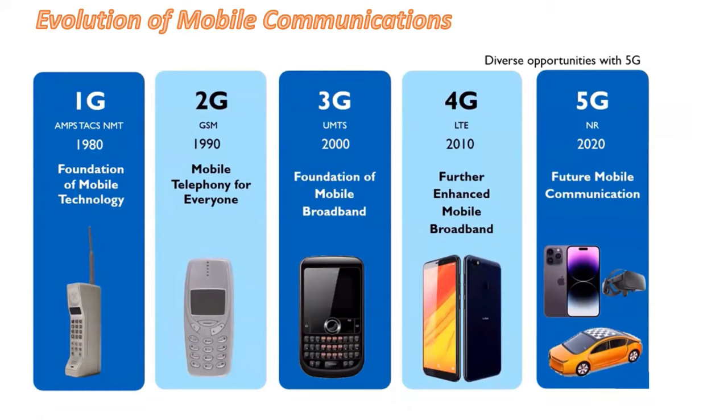We have discussed this in detail in our last webinar as well, but you should know that first of all, we have 1G, that is analog system. Then we move to 2G, that is digital system. And then 3G, which is the foundation of mobile broadband, and 4G, which is further enhanced mobile broadband. And then we have 5G, which has many new use cases. We have eMBB, URLLC and mMTC. So many use cases are introduced in case of 5G.